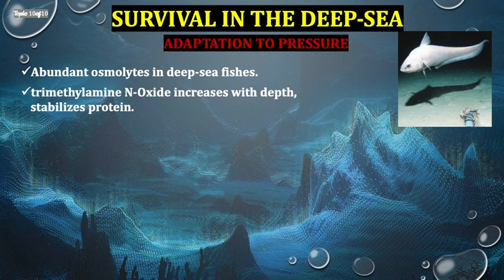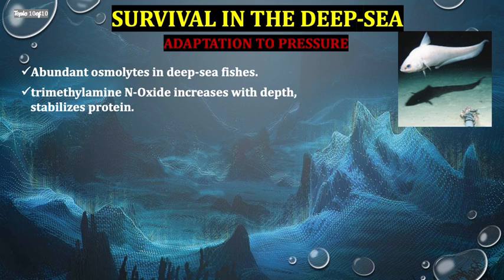Okay, so specific osmolytes are abundant in the deep sea fishes, but what exactly are osmolytes? Osmolytes are compounds in the body of a fish, and their primary importance is to protect the cells from drying out, meaning they maintain the fluid integrity of the cells in the body of the fishes.